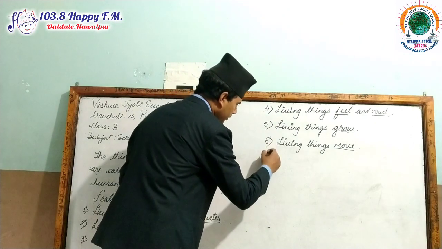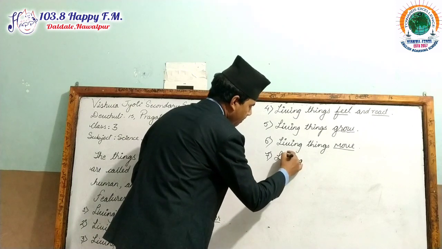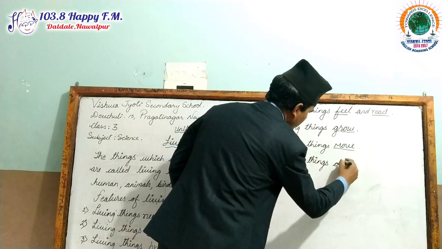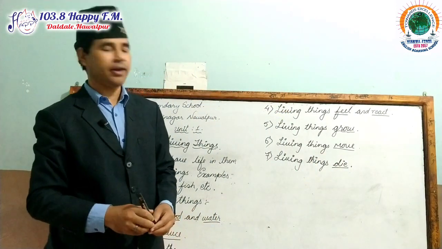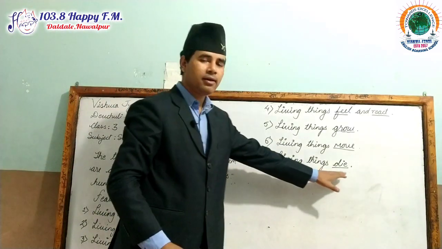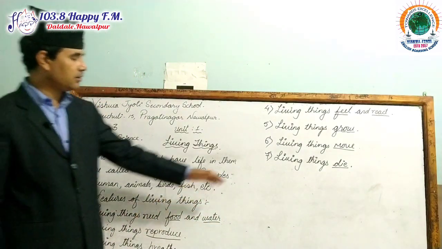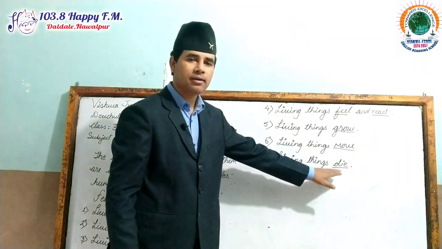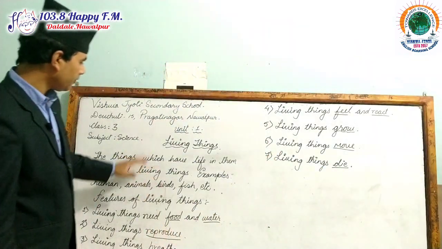Now the last point regarding living things is that living things die. After a certain time period, each and every living thing which has life in it dies. Certainly they die. Even the plants die after a certain period of time. This means living things die. These are the basic things regarding living things.